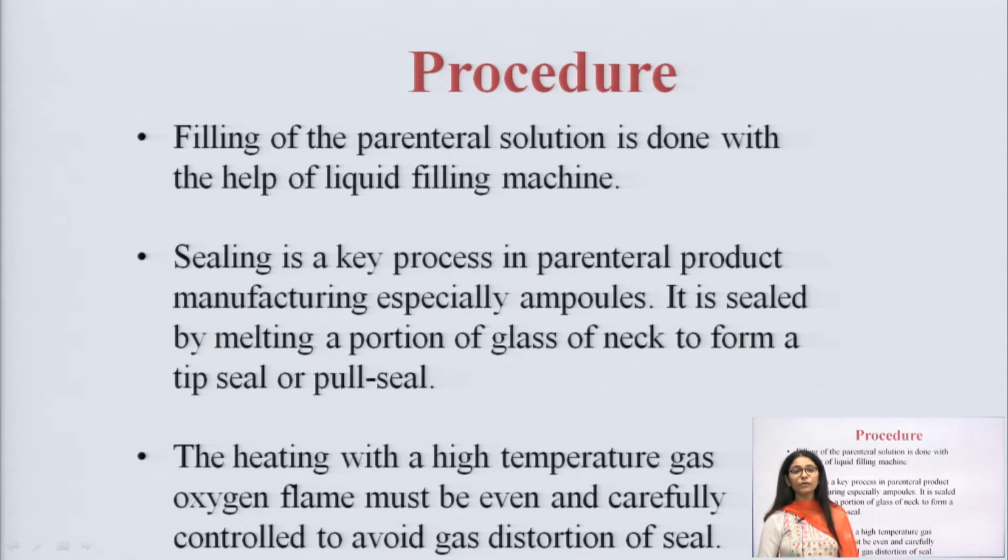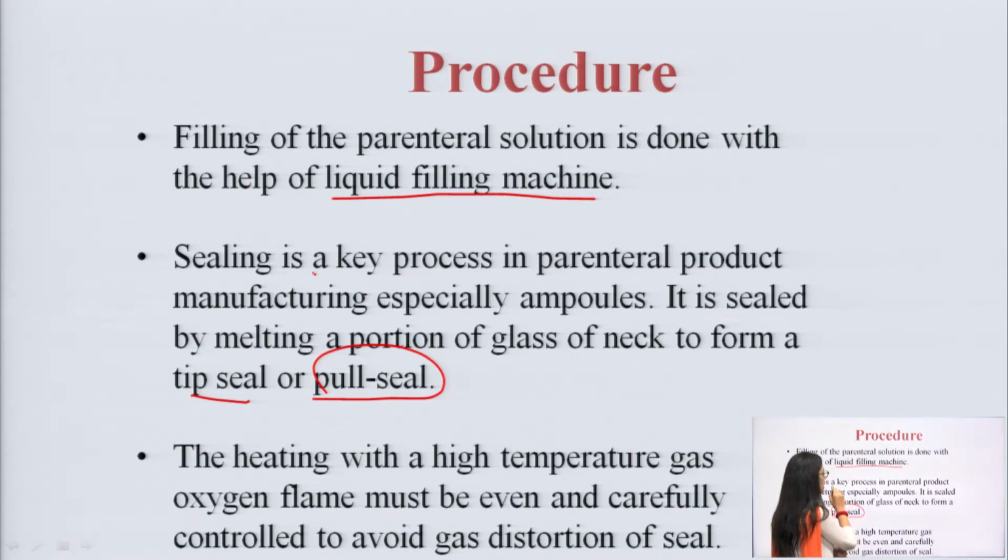Another, what is the procedure, how is the filling done? Filling of a parenteral solution is done with the help of a liquid filling machine. On the first slide, I told you how the filling takes place. It takes place by means of a liquid filling machine. Sealing is the key process in parenteral product manufacturing, especially ampules. It is sealed by melting a portion of the glass of the neck to form a tip seal or a pull seal. What are tip seal and pull seal? We are going to learn it in a further PPT.